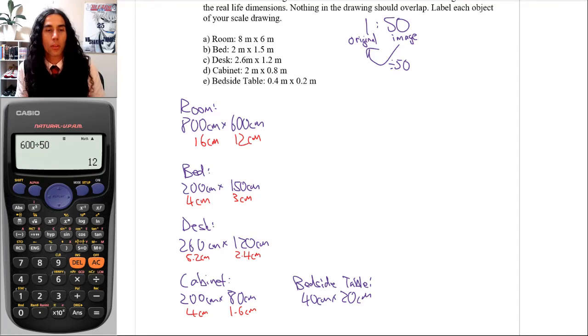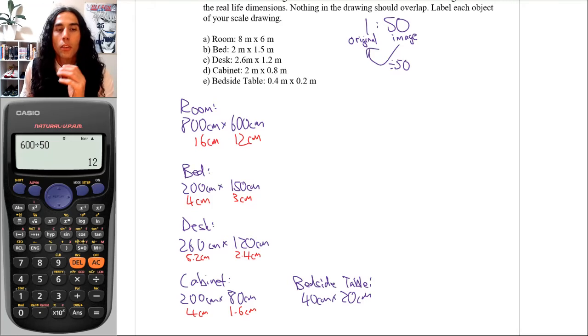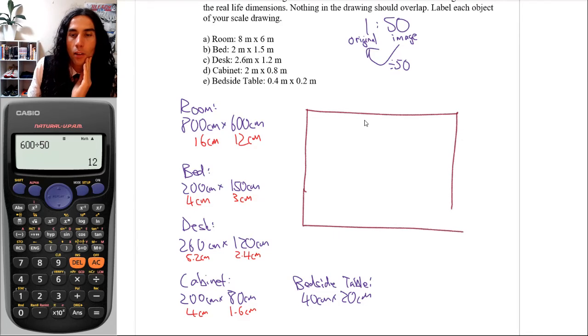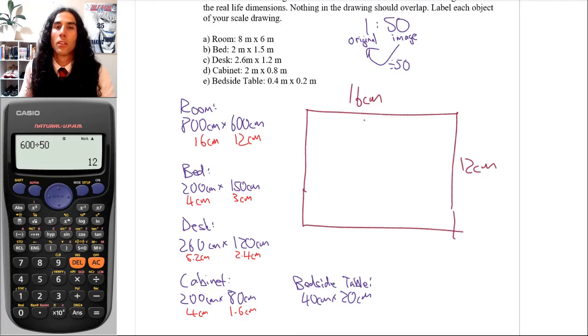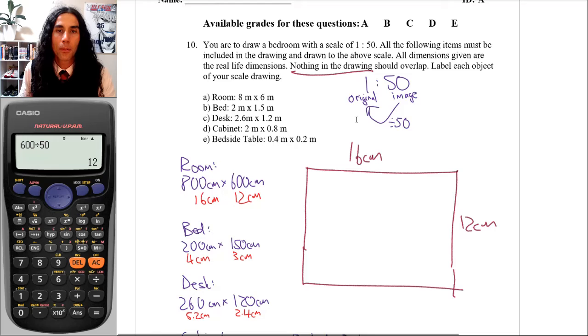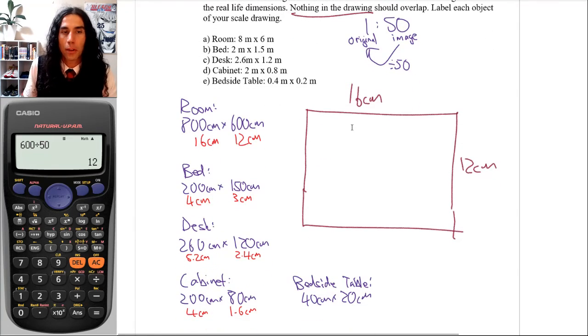So now we've got the measurements of the room itself. So 16 by 12. So over here in your book, 12, and use a ruler, of course, and measure it. 12, 16, and then put them where you like. The only thing is, nothing should overlap, so no bedside table on top of beds. There's no door, there's no windows, just dump them anywhere you like. So bed, desk, cabinet, bedside table. The bed, throw in a corner.